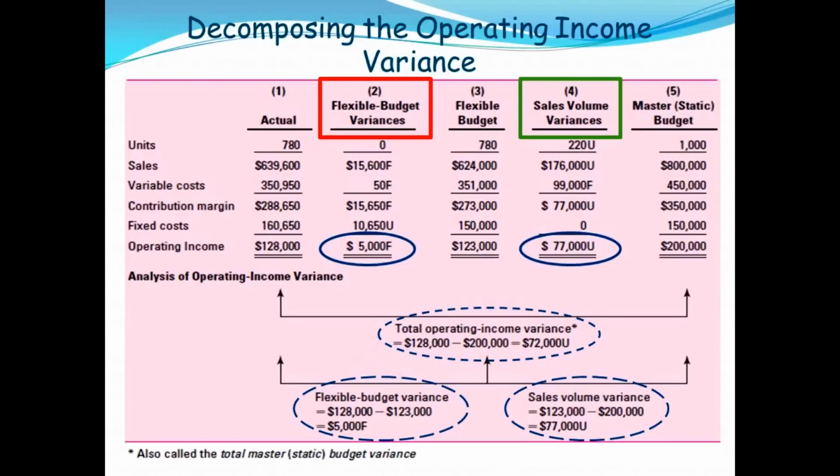Here are our actuals. That was 128,000 in income. And these are the numbers that just happened. We sold 780. We've already talked through these numbers, including the fixed costs here, the real fixed costs. These are the numbers that we were hoping for before the period started.